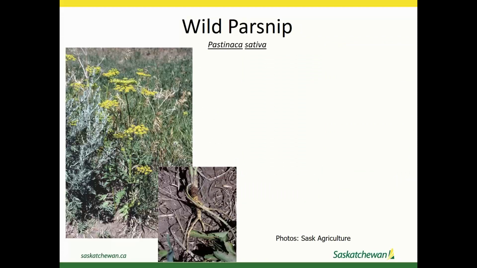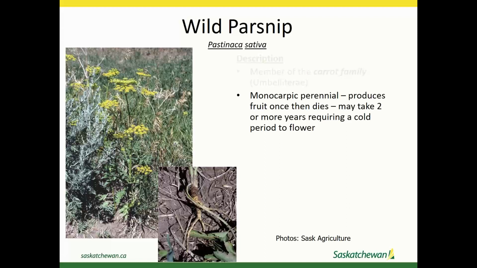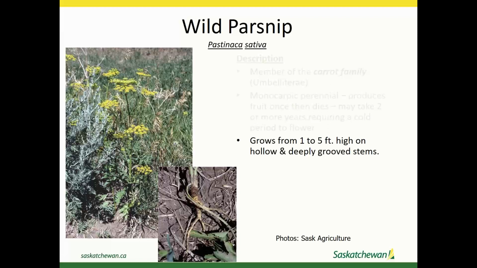Wild parsnip is a member of the carrot family. So that's based on the umbrella-shaped flowers that they have. It's referred to as a monocarpic perennial. So essentially it grows as a rosette for as long as it needs to in order to get enough energy to produce a flowering stalk, and then once it produces that flowering stalk, it dies. It doesn't produce flowers more than once per plant. So, but it may take multiple years to get enough energy in the root to produce a flower.